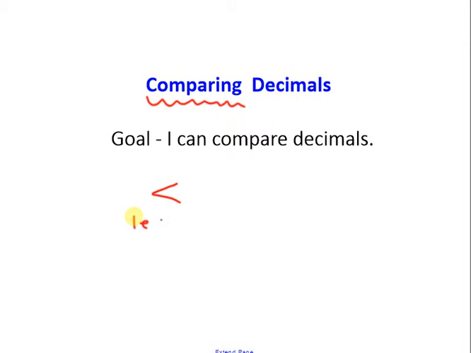So this is less than, because if you read from left to right, you're reading from this side right here, and this is pointing to the less number. Then right here we have the greater than sign. Again, if you read from left to right, this is open wider, so this is greater than, and then you have the equal to sign.